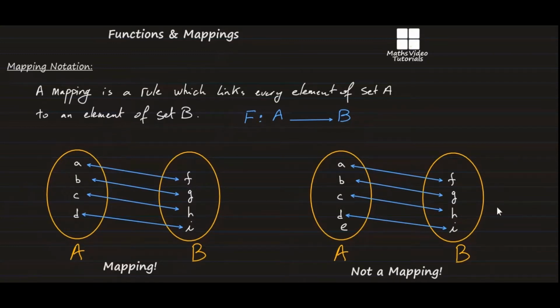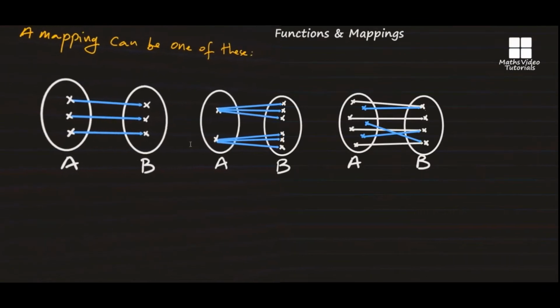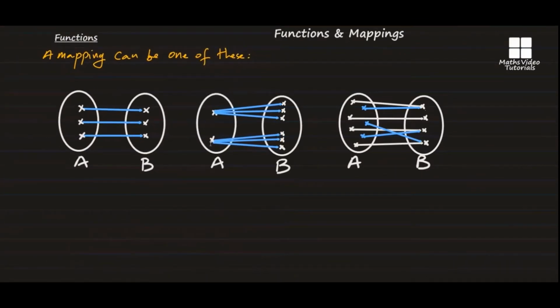This one here is not a mapping because, as you can see, E is not linked up to any element of B. So this one is not a mapping. A mapping relationship can be any one of these. One element from A links up to exactly one element of B. So we call this one-to-one. Or it could be one to many.